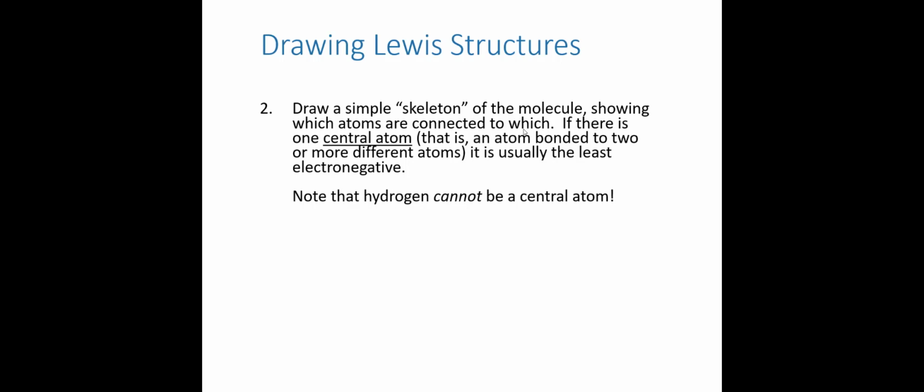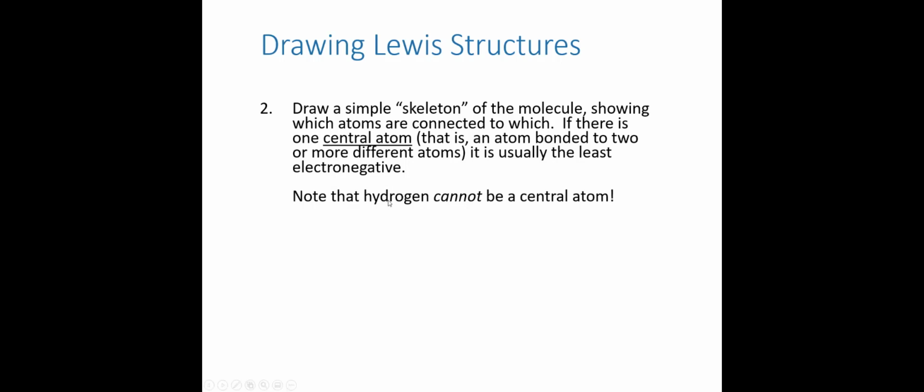The molecules I want to focus on right now all have exactly one central atom. And the definition of central atom is any atom which is bonded to 2 or more different atoms. So there has to be 2, 3, or 4 atoms on the side of a central atom. And when trying to figure out which atom is the central atom, it's usually the least electronegative one. That's why we wanted those electronegativity values.